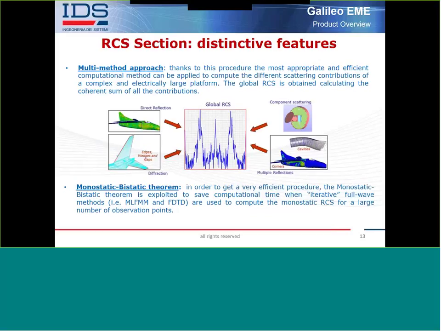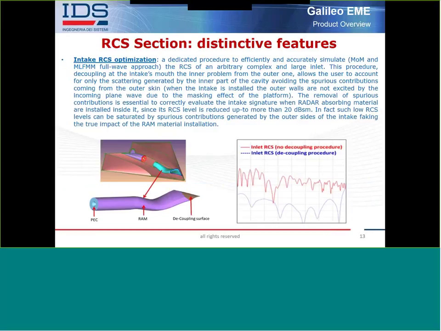In Galileo EME, we also exploit the monobistatic theorem. The monobistatic theorem is quite useful for the iterative methods like the multi-level fast multipole method or finite difference time domain. Thanks to the monobistatic theorem, we can speed up the simulation. Another distinctive feature of Galileo EME is what we call the decoupling procedure. The decoupling procedure is suitable for computing the RCS that comes from the internal part of a general cavity, like an intake, or in general, every cavity can be treated in this way.